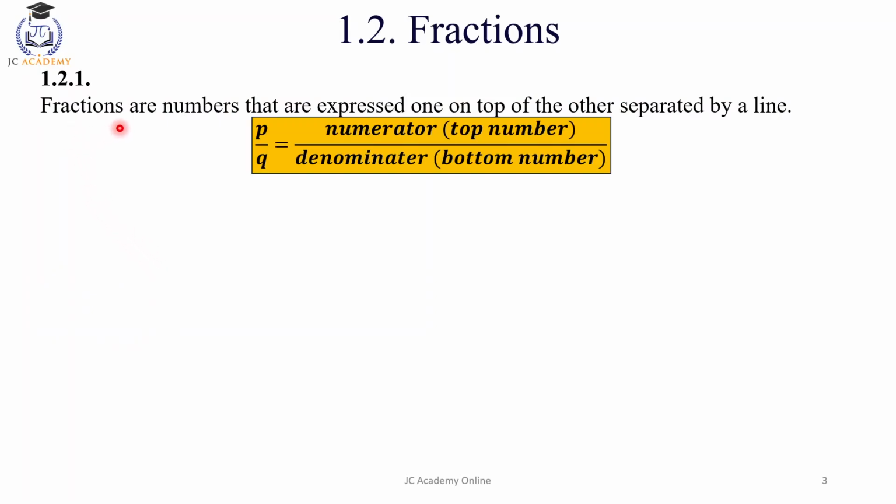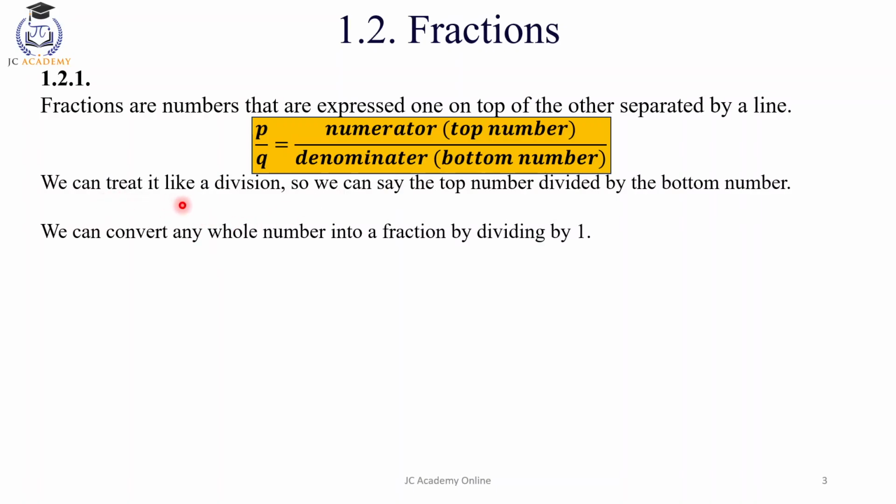So fractions are numbers that are expressed one on top of the other, separated by a line. The general form could be any letters: we have a number on the top, then a line, then a number at the bottom. The top number is called the numerator, and the bottom number of the fraction is called the denominator.